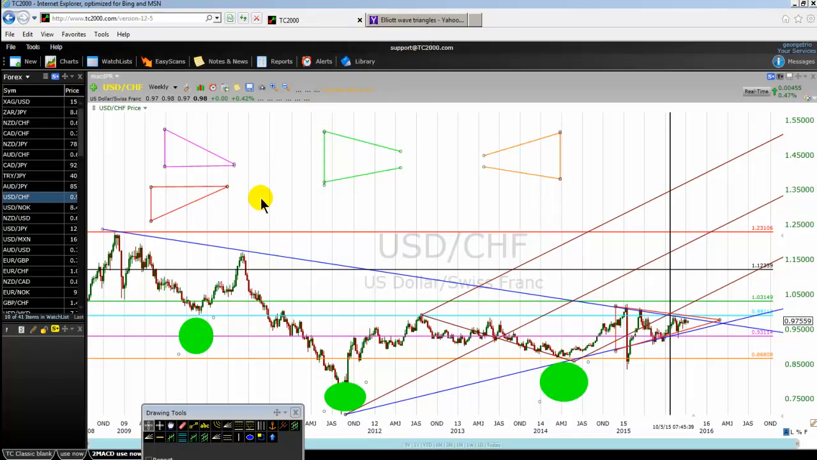If you remember the contracting triangle, you remember also the opposite, which is the expanding triangle. Now, let's go back again. Talking about the theory, the first thing that traders must understand is that the triangle gives us a warning. Remember that. The triangle will give us a warning. They are very often continuation patterns.